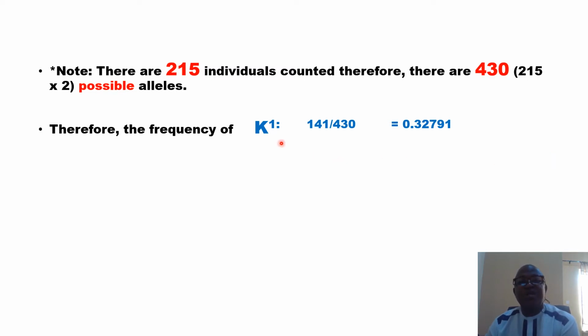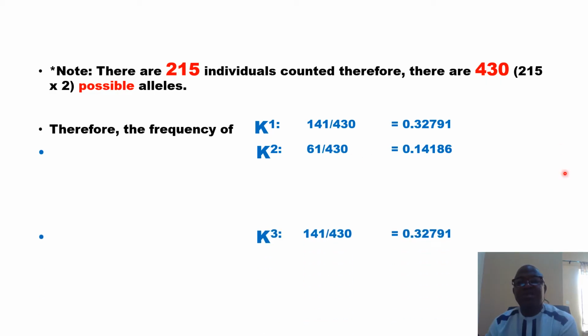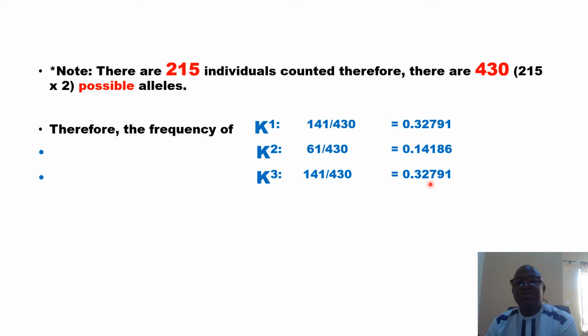So for K1, the total was 141, and we divide this by the total number of alleles, which gives us 0.32791. We'll do it for K2, we'll get 0.14186. For K3, 0.32791, and for K4, 0.20232. And when you add up everything, again, it sums up to 1.